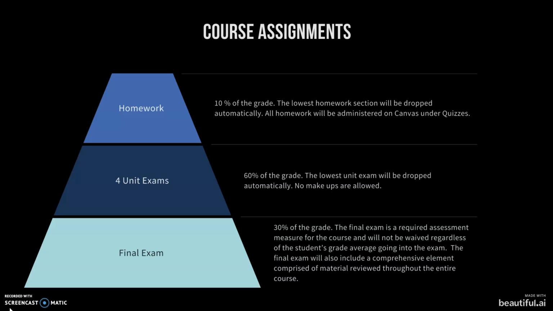And it'll also have a comprehensive element, meaning that everything that we cover in this course will be on the final exam. The unit exams will be 60% of the grade, and I drop the lowest unit exam automatically. Homework is 10% of the grade, and I will drop the lowest homework section automatically as well. Now all the homework is through Canvas, and you can find it under the Quizzes tab.